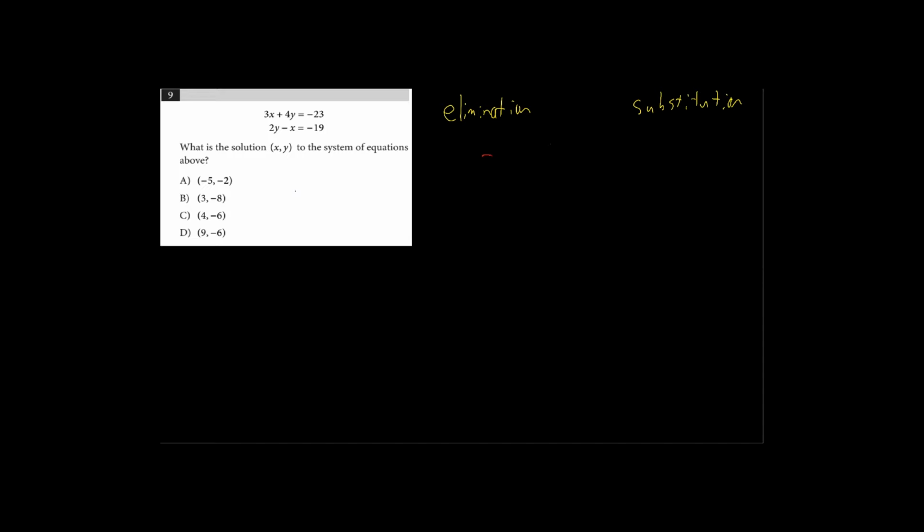So I'm going to rewrite the question, and this time I'm going to align my variables next to each other. So I'm going to go ahead and get negative x plus 2y equals negative 19 for this bottom equation. And what I want to do is manipulate one or both of these equations to cancel out one of my variables. So in this case, I'm going to multiply the bottom equation by negative 2 in order to cancel out my y's. So when I do that, I get 2x minus 4y equals now a positive 38.